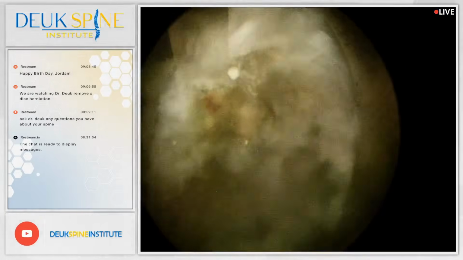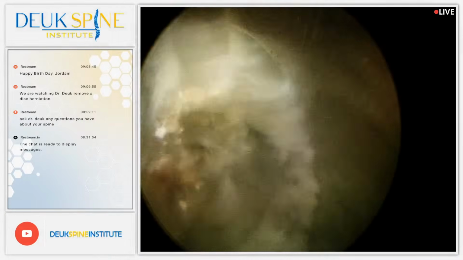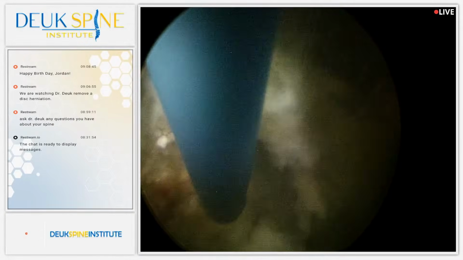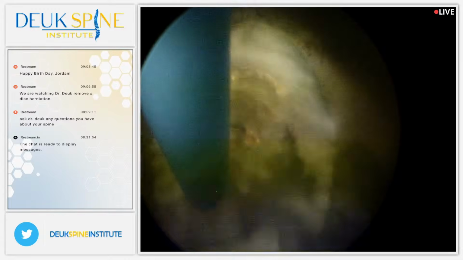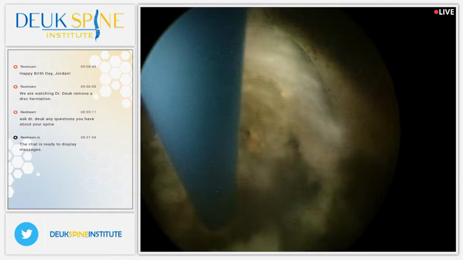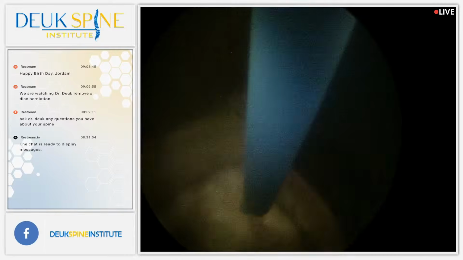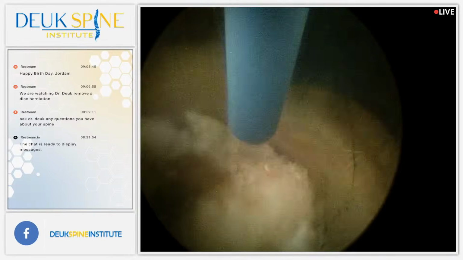So he trusted us, came here to Deuk Spine from Virginia, and we're doing his surgery. And guess what, folks? We just tested this disc, and guess what? It's painful. It's a 9 out of 10 in pain. So it is the cause of his pain.